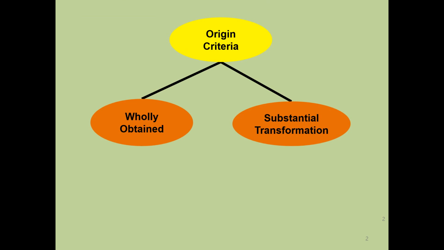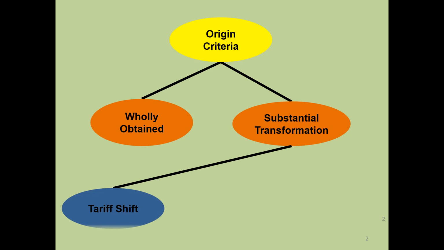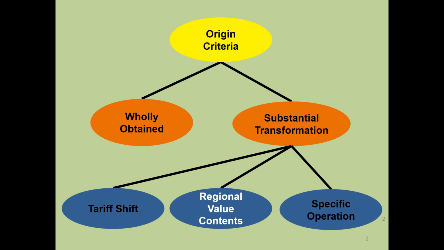Before explaining a net cost method, I'd like to briefly remind you of the basic structure of rules of origin. Origin criteria fall into two categories: wholly obtained criteria and substantial transformation criteria. Substantial transformation criteria are divided into three categories: tariff shift, regional value contents, specific operation. I would like to tell you that net cost method, the topic of this video, belongs to these regional value content rules.